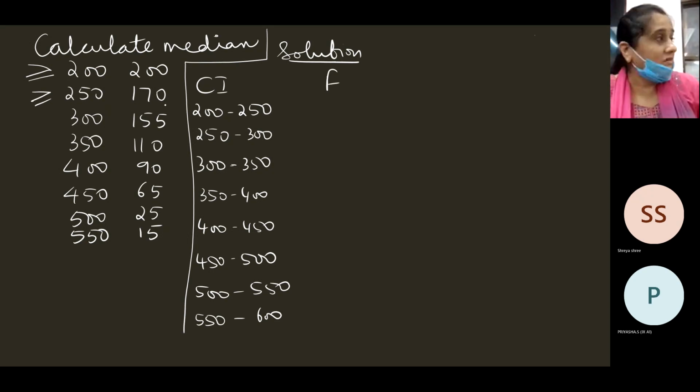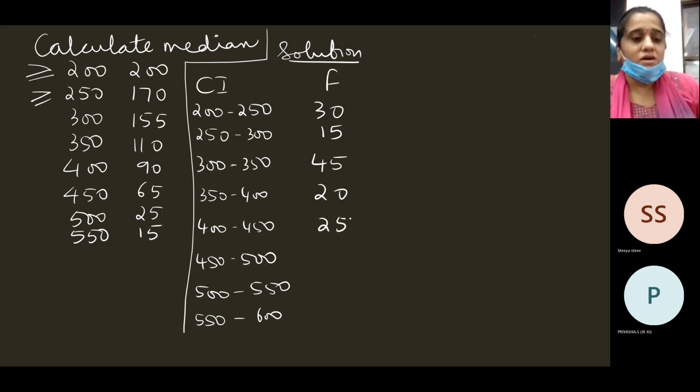Start subtracting. 200 minus 170, 30. 170 minus 155, 15. Then 155 minus 110, 45. 110 minus 90, 20. 90 minus 65, 25. 65 minus 25, 40. 25 minus 15, 10.